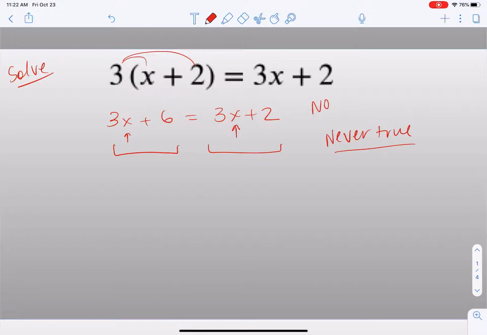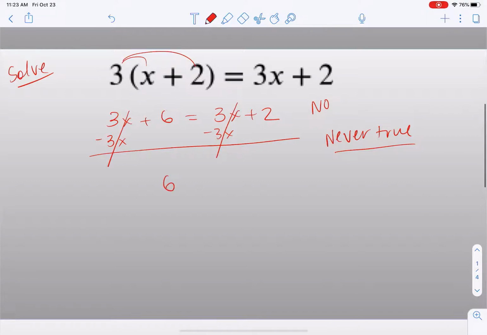And for problems that aren't this obvious that it's never true, let's go ahead and keep solving so that we can figure out what that would look like in the very end. So the first thing that I want to do is try to get my variables together. So I am going to subtract 3x from both sides. And when I do that, my 3x cancels out over here, but you'll notice my 3x also cancels out over here. And I'm left with 6 is equal to 2. And is that true? That is not true. So that is why this equation is never true.